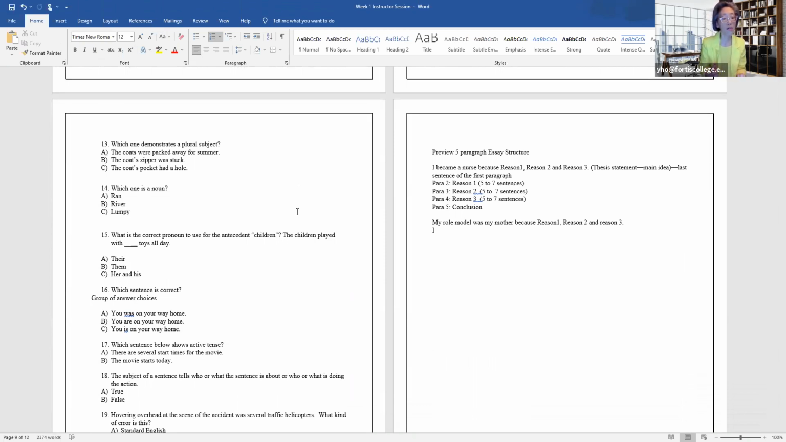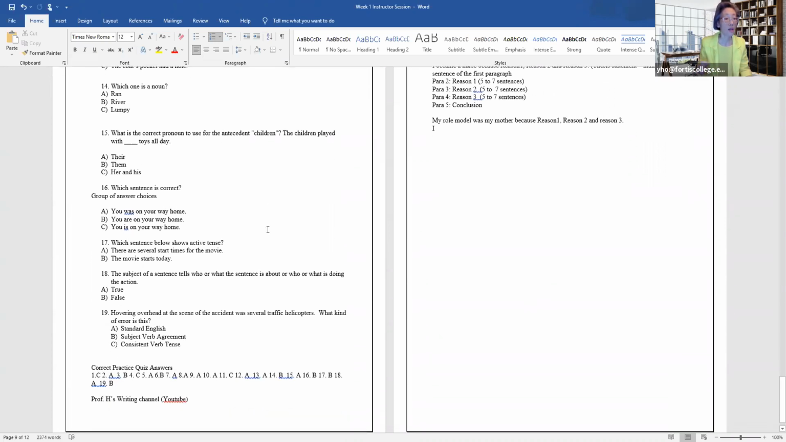Which one is a noun? River, person, place, or thing. There, T-H-E-I-R, possessive pronoun is what we use for when you want to show possession for an antecedent that's plural, children. You are on your way home. Active tense, the movie starts today. And so that is the subject that's doing the action.